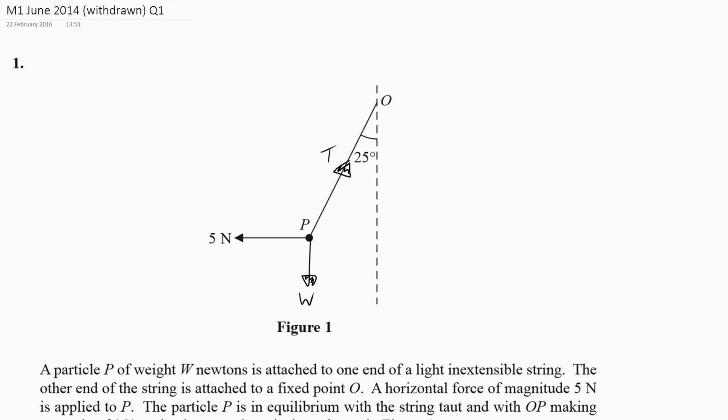And while I'm at it, I'm just going to resolve this into its horizontal and vertical components. Bearing in mind that obviously if this angle in here is 25, then the angle down here is going to be 65, which is going to allow me to write this as T sine 65 and my other component as T cos 65.